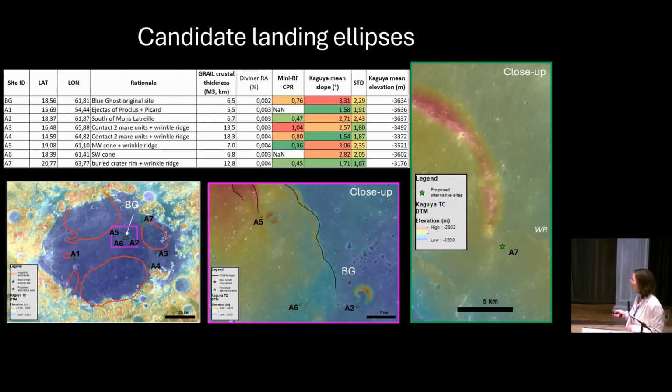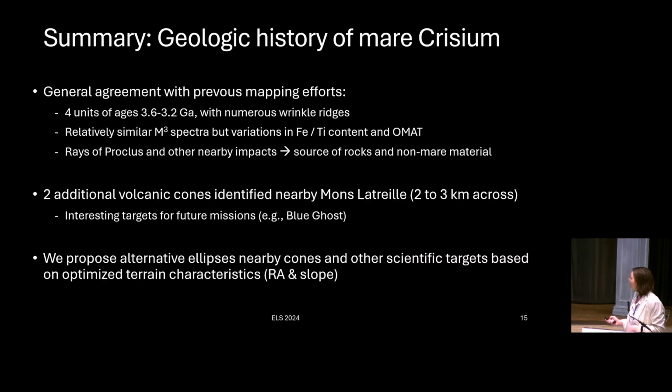And those are two close-ups of sites that we propose. We propose one of the sites to go south of Mons Trail because it would be nice to see the inside of this hollowed out cone. I think it would be exciting. Then another site would be to go here, close to another cone and also close to a wrinkle ridge. And then another site would go close to a buried crater rim and a wrinkle ridge. I think I really flew through this presentation.